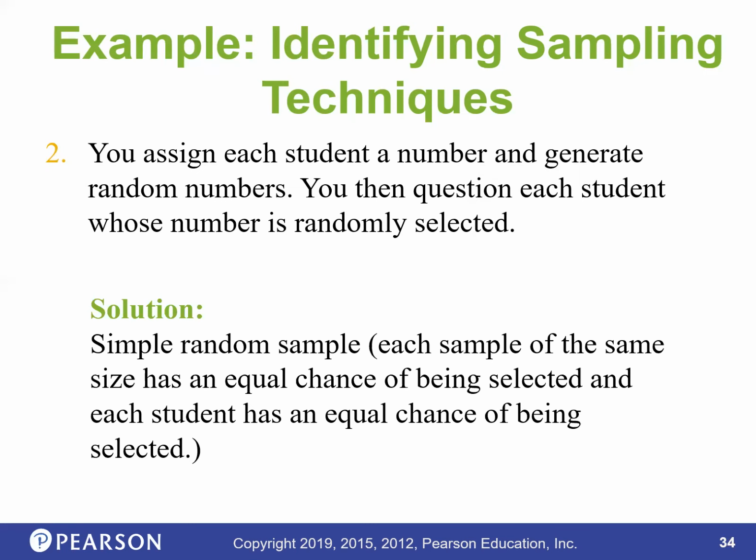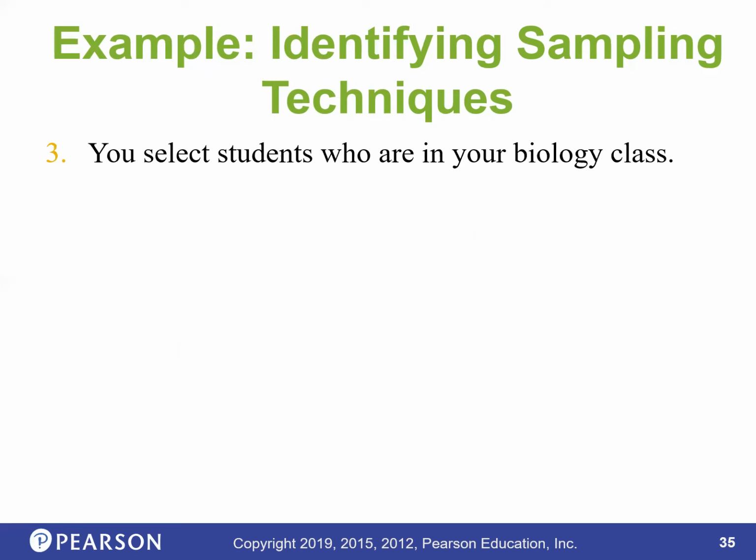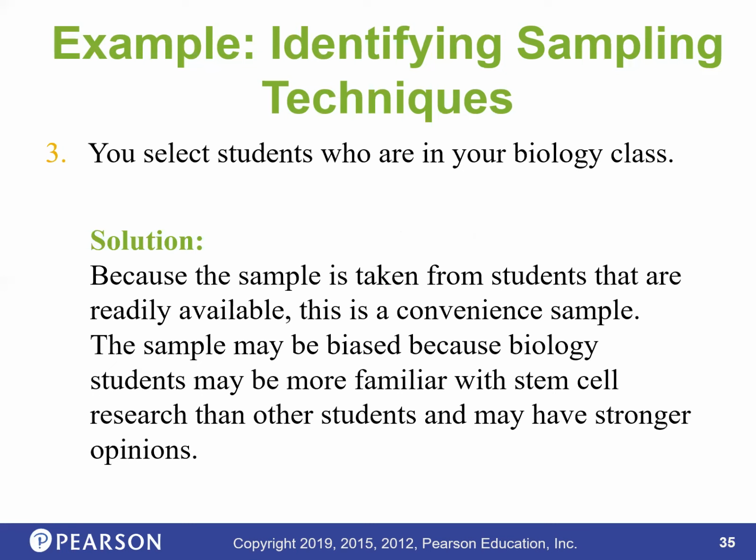And then the last one here, number 3. How about this? You just select students who are in your biology class. Convenience, absolutely. You're not going to test the whole school, even though that's maybe what you need. But it's a convenience sample because they were just available in the class that you're sitting in. Okay, class, let's go with it here.